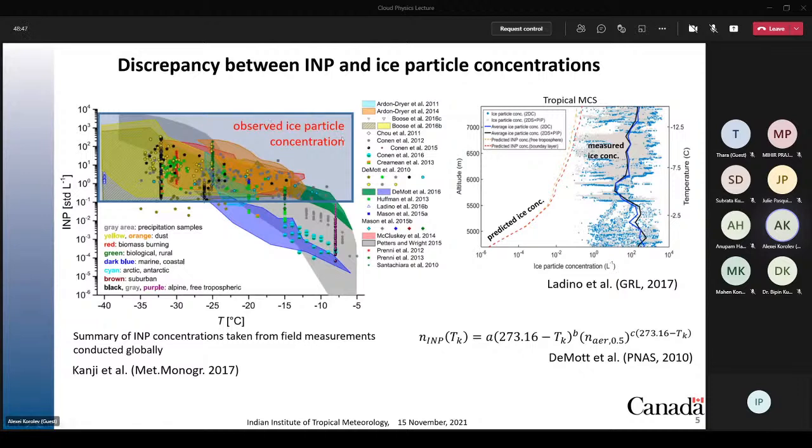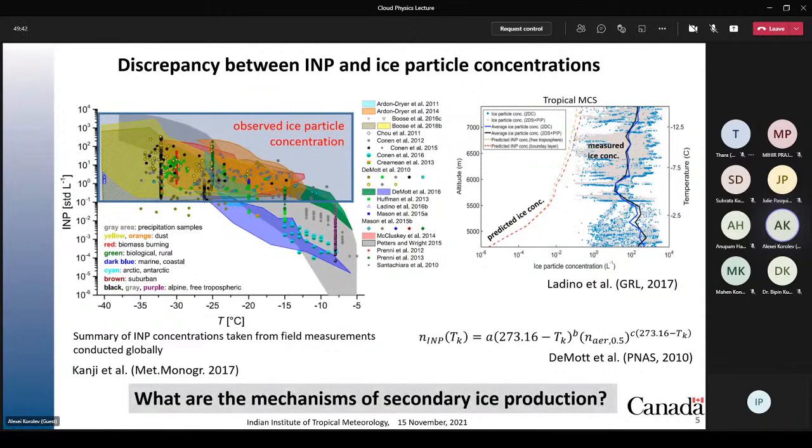And we still have this big discrepancy in this area between the observed concentration of ice particles and those predicted from the concentration of ice nuclei. The diagram on the left shows one of the works by Luis Ladina in measurements in tropical mesoscale convective systems. It shows the difference between the measured concentration of ice crystals, this average line, and the concentration predicted based on Paul DeMott's equation, which was published in PNAS in 2010. You can see that the difference is quite outstanding between the concentration of INPs and the measured concentration of ice.